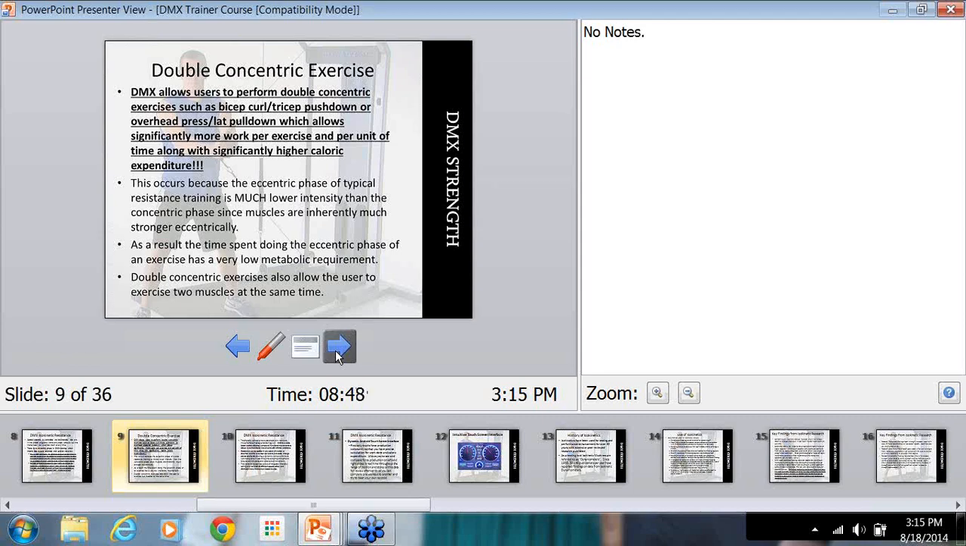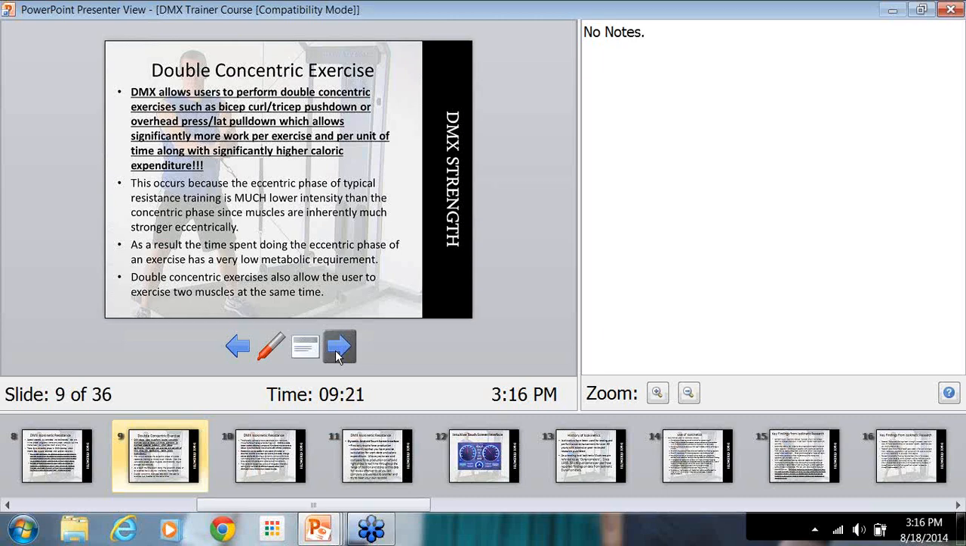And the reason this occurs is because the eccentric phase of typical resistance training is much lower intensity than the concentric phase, since the muscles are inherently much stronger eccentrically. You can lower up to twice what you can lift up. So when you're lowering a weight that you lifted, inherently, it's just not that much work, and the metabolic overload isn't there at all. So by eliminating an eccentric phase and having a double positive, we're greatly upping the metabolic requirement during that type of exercise.